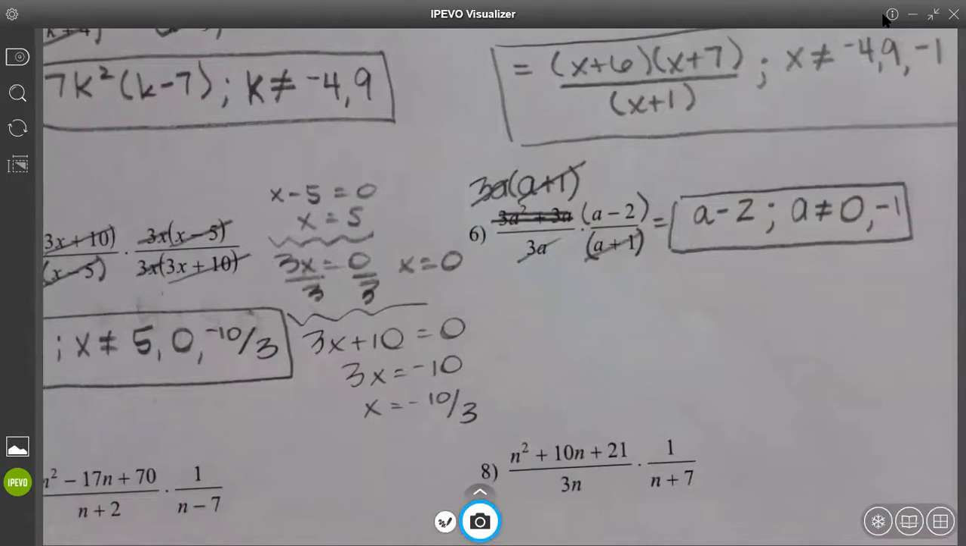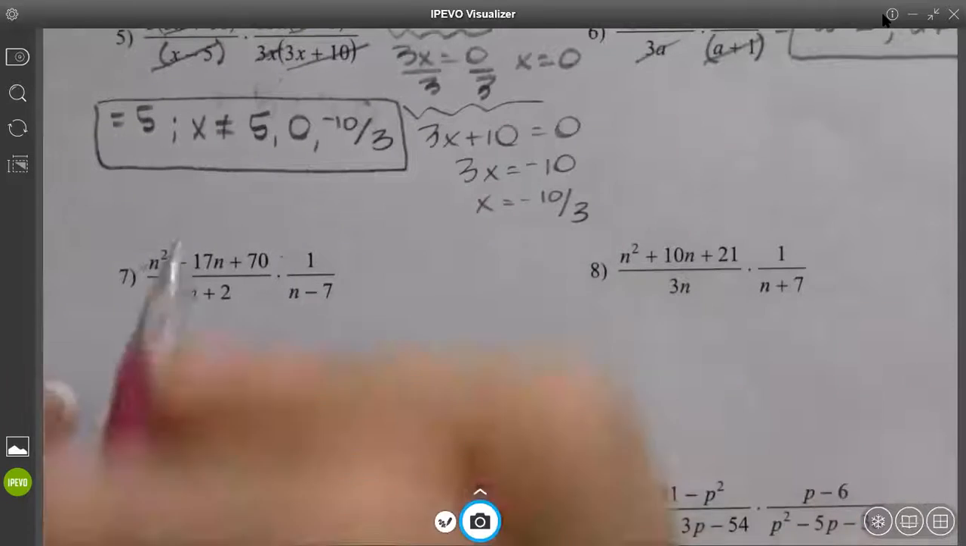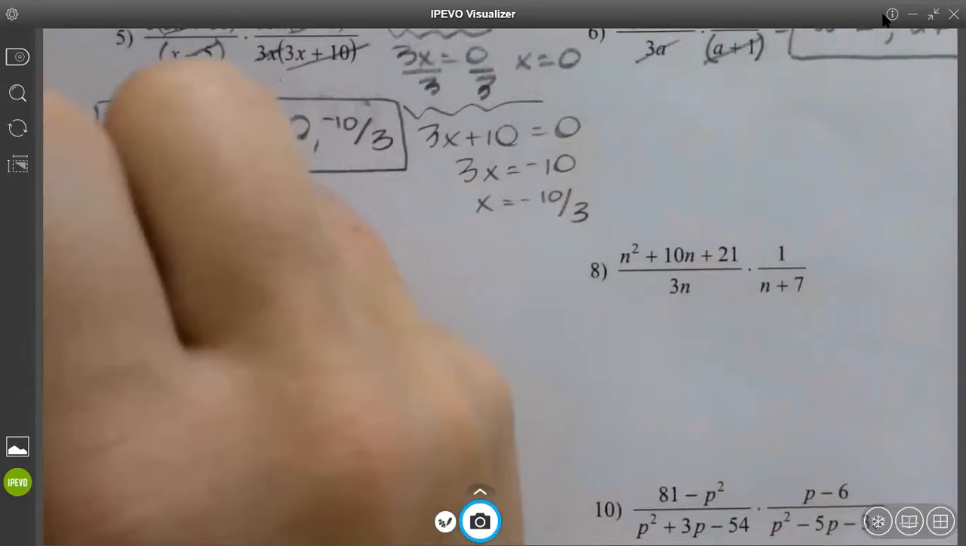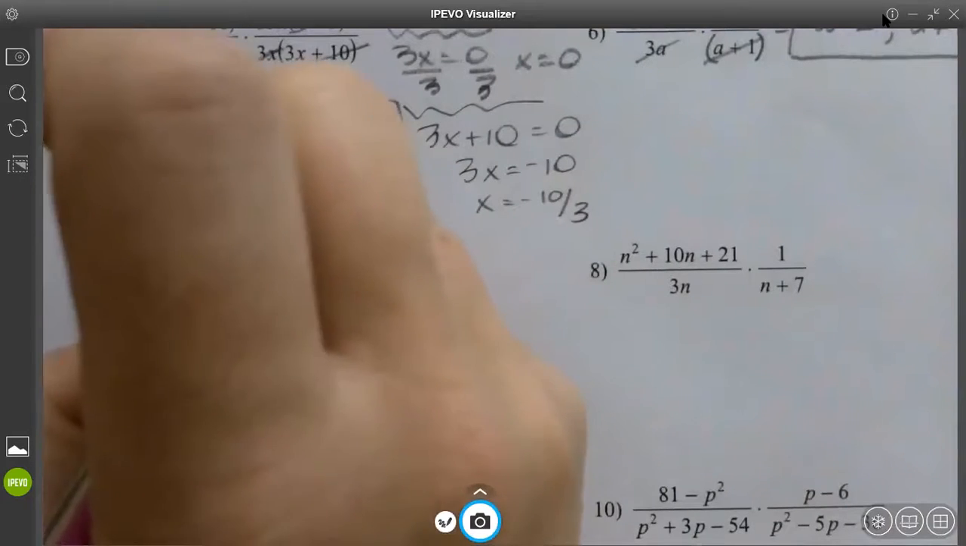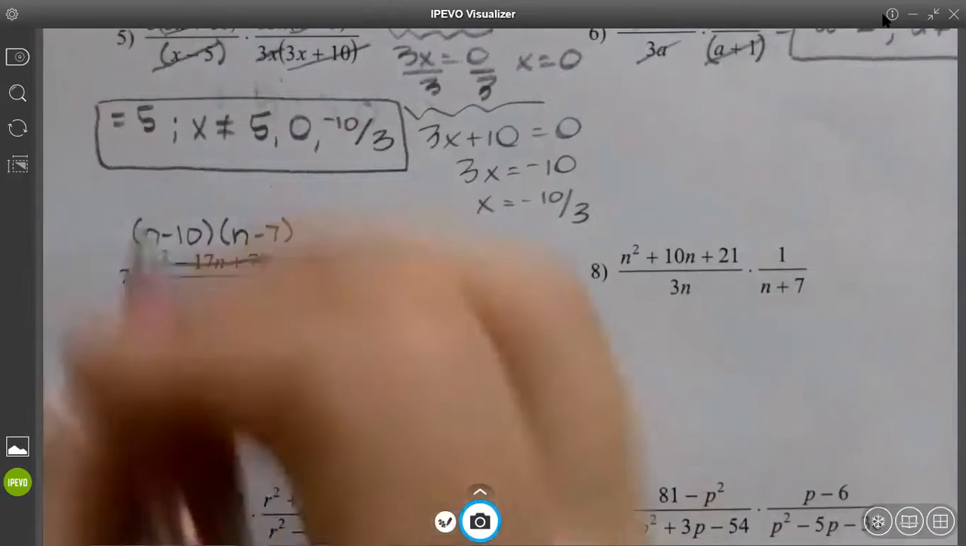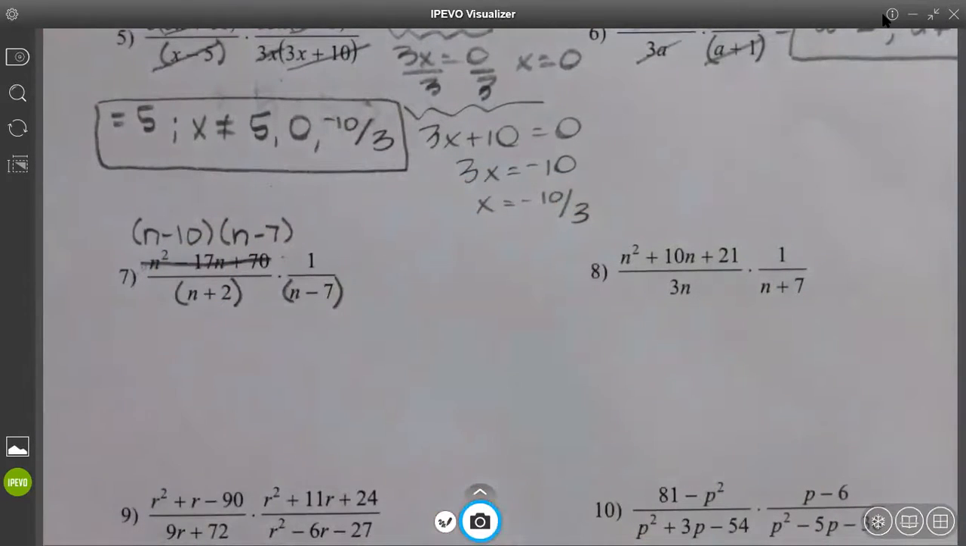If we look at number 7 on the top, we have the cheater method. How do we have the cheater method? We have 3 terms, but no number in front. There are no GCFs. So factors of 70 that add to negative 17 are n minus 10 and n minus 7. So then that cancels out. On the bottom, we have n minus 2, a 1, and n minus 7. And again, I like to put them in parentheses so you know you can't mark it out unless it's together. Okay, that's got to be together.